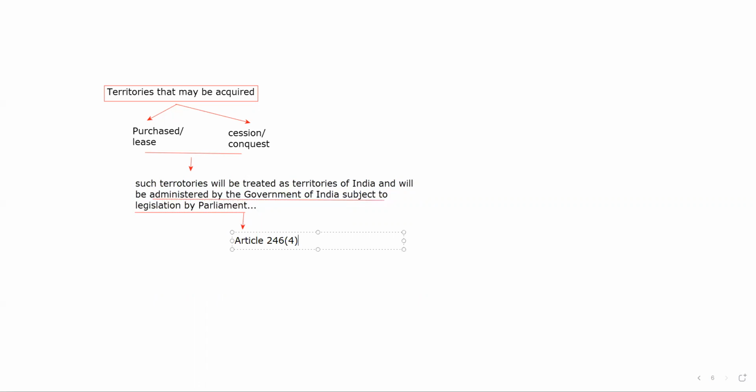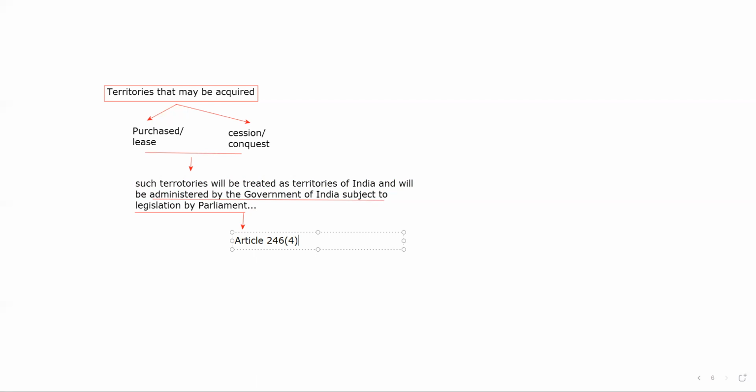Okay, so now the point is that, so far, we have discussed what we mean by the Union of India and what we mean by the territory of India. Union of India is clear to you. It means the states of India only, and the territory of India means the states of India, the union territories and the acquired territories. All these combined are known as the territory of India.